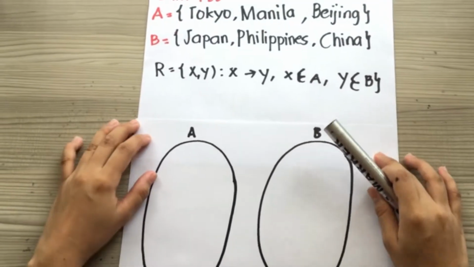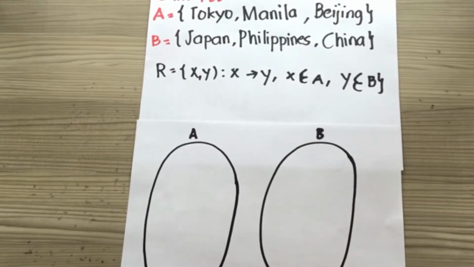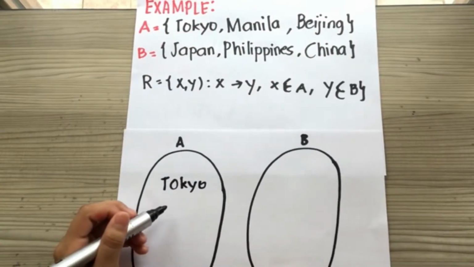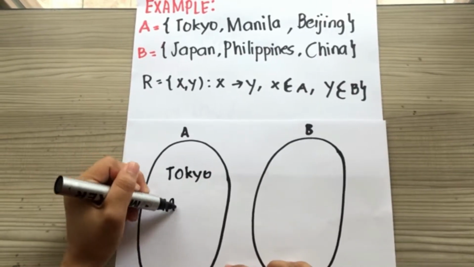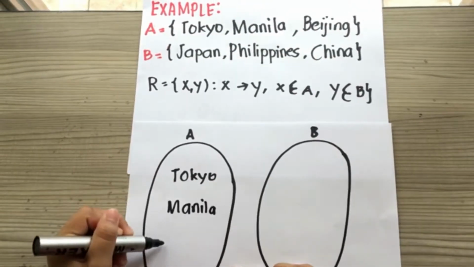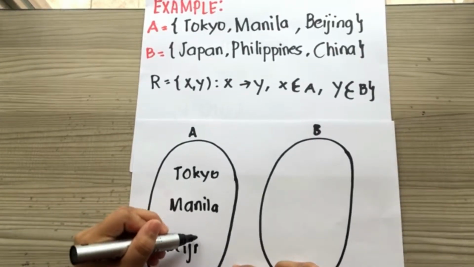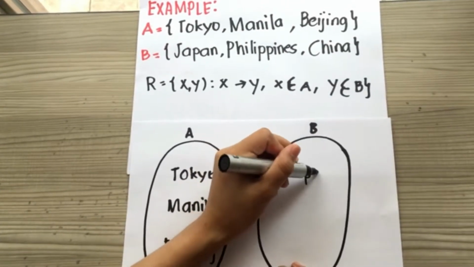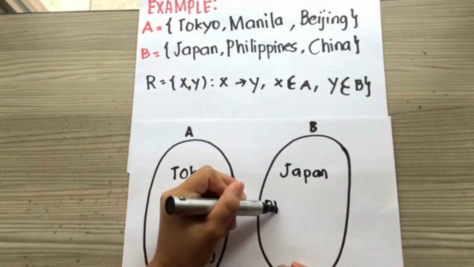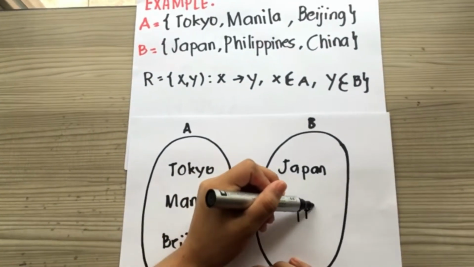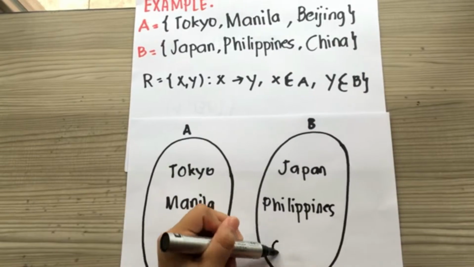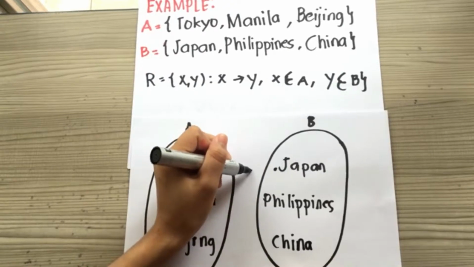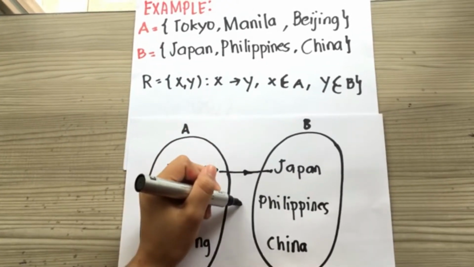In A, we can put Tokyo, Manila, and Beijing. And in B, we can put Japan, Philippines, and China. This diagram represents the relation with arrows, and it is called an arrow diagram.